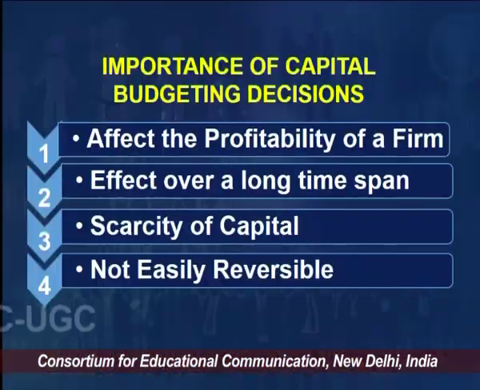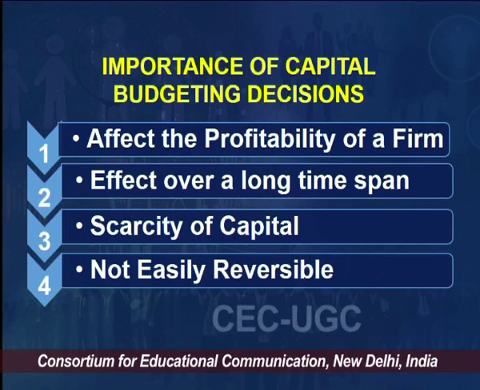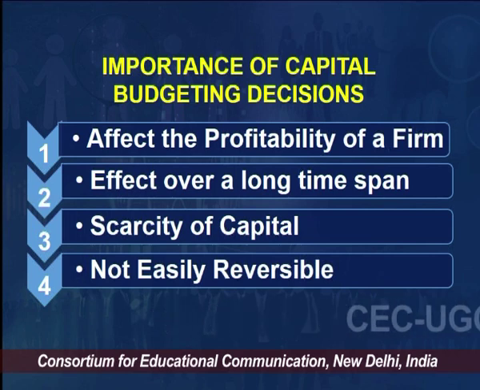The second is they affect the long term span, because a capital budgeting decision could be affecting, if I am investing in a building, for example, on an average the building life could be 50 to 100 years. A reasonably well done building should last for 50 to 100 years, or even more than that, depending upon the quality. And machineries vary from 5 years to 10 years.